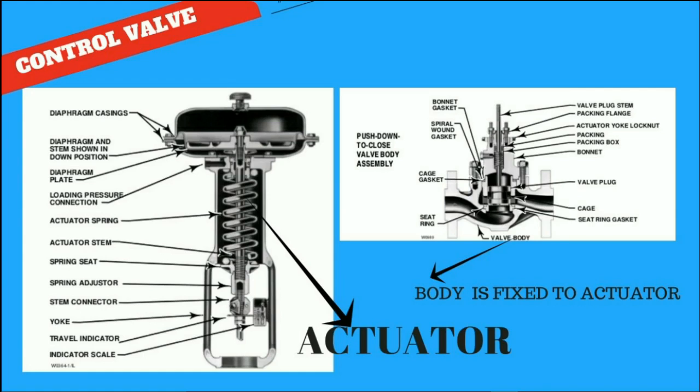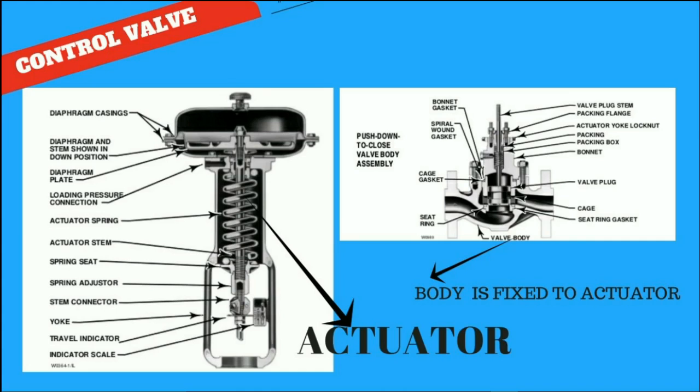Body parts description: bonnet assembly, an assembly including the part through which a valve stem moves and a means for sealing against leakage along the stem. Cage, a part of a valve trim that surrounds the closure member and can provide flow characterization and or a seating surface. Packing box, the part of the bonnet assembly used to seal against leakage around the closure member stem.